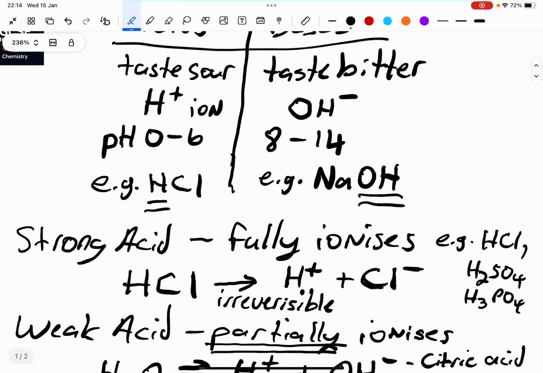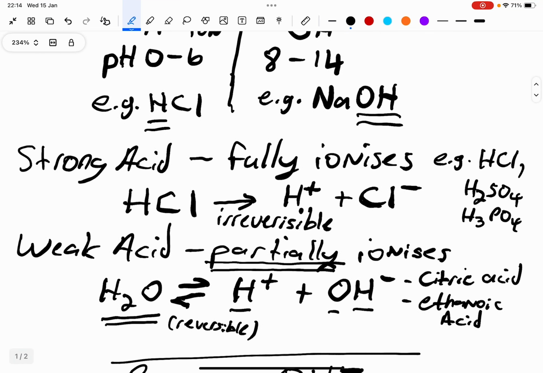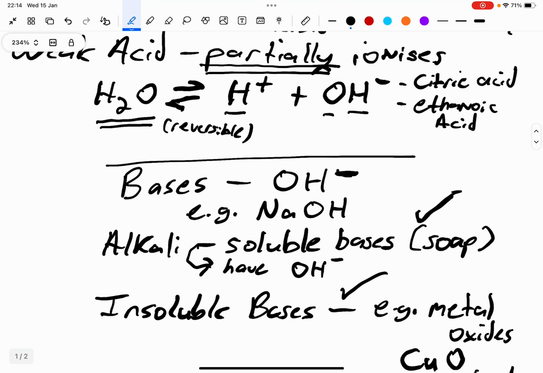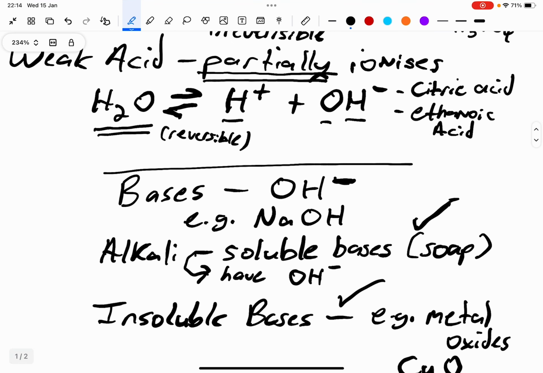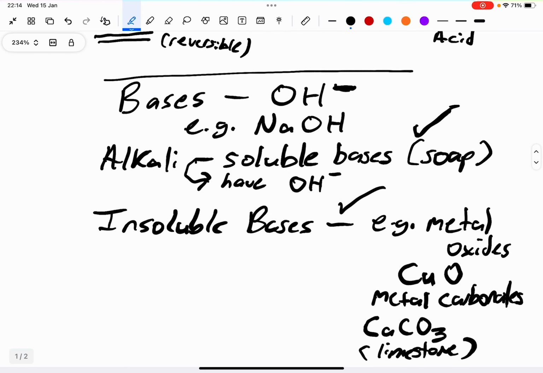Strong acids, they fully ionize, whereas weak acids, they partially ionize. And then we have bases. Not all bases are alkalis, but all alkalis are bases. So for example, alkalis contain the hydroxide, the OH-, and they are soluble bases, whereas insoluble bases are things like the metal oxides and the metal carbonates.